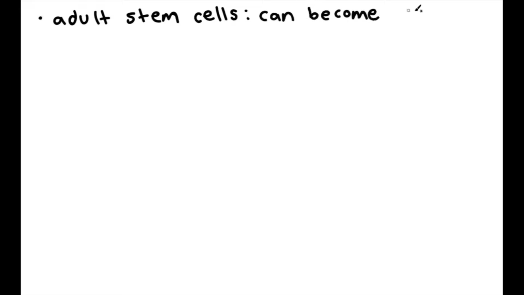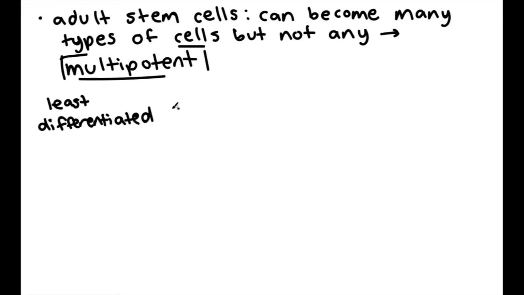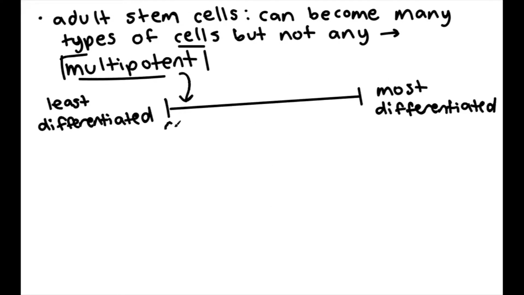You and I also have stem cells, but the only stem cells we have inside our body are called adult stem cells. While they can become many different types of cells, they can't become anything. This makes them multipotent stem cells. They aren't the least differentiated, but they do fall close to that end of the scale.